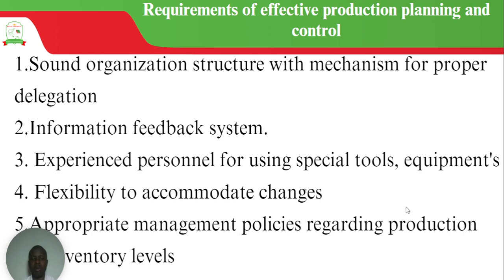The other one is appropriate management policies regarding production and inventory levels. When we talk about policies, they are simply guidelines on how we are supposed to conduct particular activities. And in this context, we are talking about policies that are going to assist in production and inventory levels. It can be policies on how we acquire raw materials, policies on how we deal with our suppliers, when do we pay them, and so on and so forth.